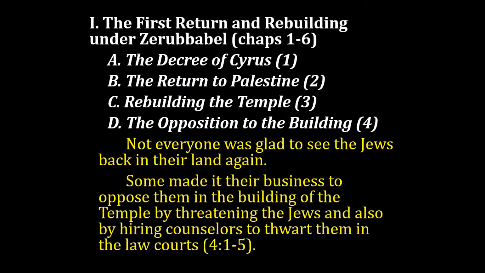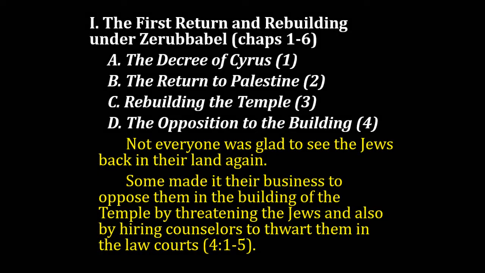And in chapter 4, verse 5, notice with me, "and hired counselors against them to frustrate their counsel all the days of Cyrus, king of Persia, even until the reign of Darius, king of Persia." So it lasted about 16 years, this opposition, where they came to a standstill, the building of the temple. They were going to do whatever they could to thwart their progress, so they hired counselors to get in the way, to hinder them in the law courts, to keep them from doing what they needed to do.